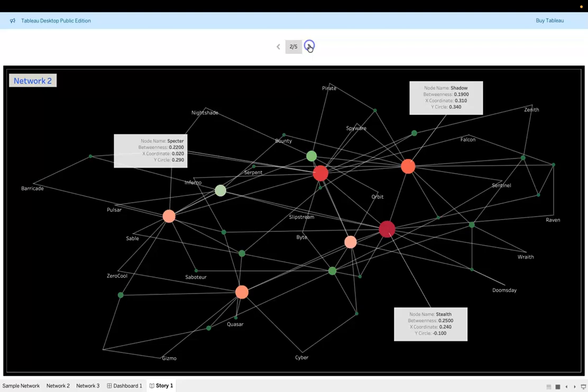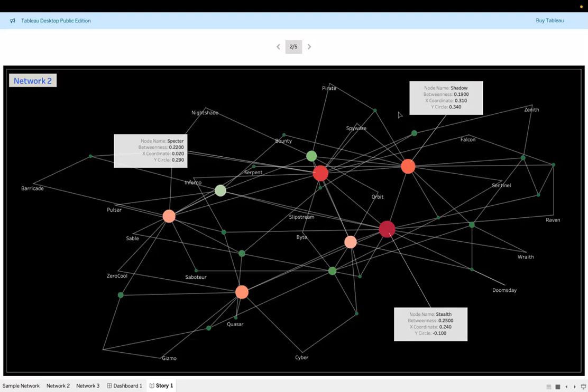So let's begin. Network 2 is a moderately dense network with many cross connections. When we look at the nodes with the highest betweenness values, the key ones are Stealth, with a betweenness of 0.25, Spectre, and Shadow. These nodes act as important routing points where information frequently needs to pass to reach other parts of the network.